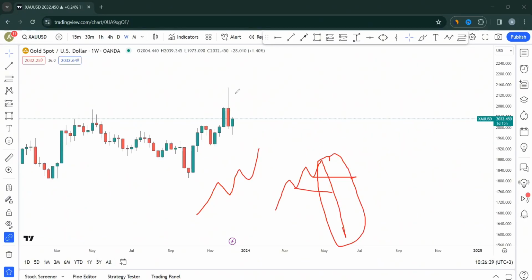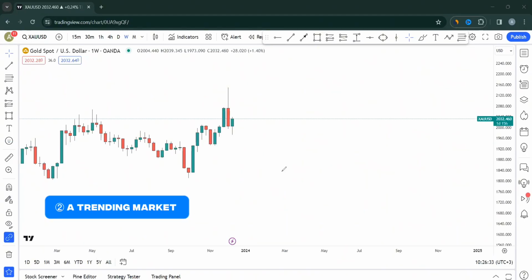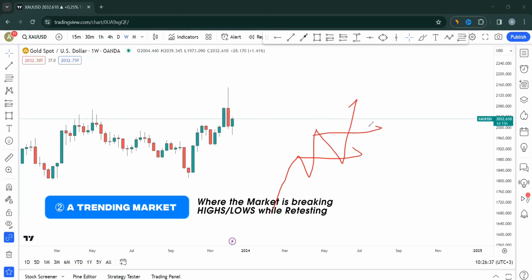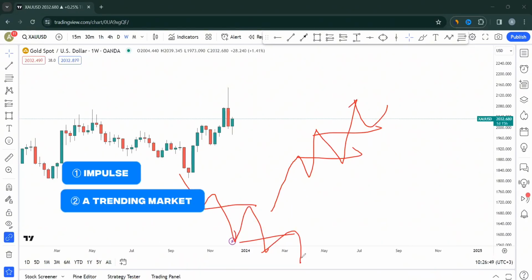Then secondly, a proper trending market. When the market is making a proper trending market, it means that it's breaking highs while retesting, breaking highs while retesting, or it's breaking lows while retesting those lows. That's the second one. Let me just take you back. The first one I've said is an impulse. The second one is a normal trending market, where the market is breaking structure while retesting the structures.